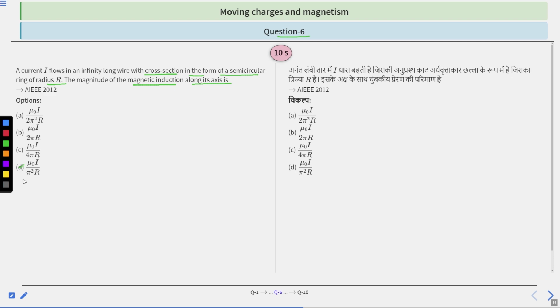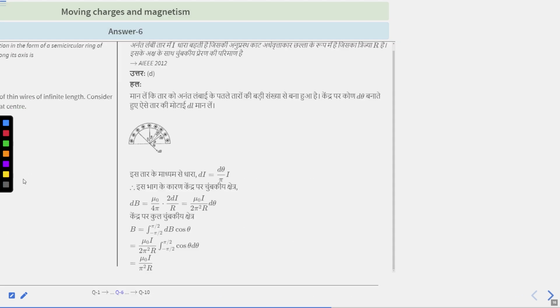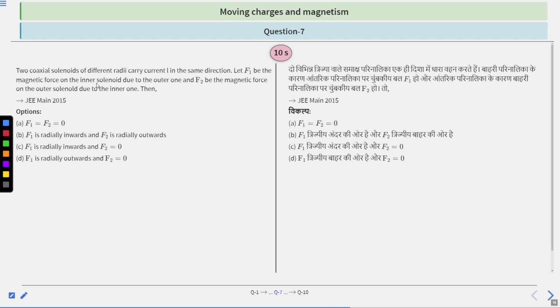Clear? Next question. Question 7. Question is, two coaxial solenoids of different radii carry current I in the same direction. Let F1 be the magnetic force on the inner solenoid due to the outer one, and F2 be the magnetic force on the outer solenoid due to the inner one. Then which option is correct?